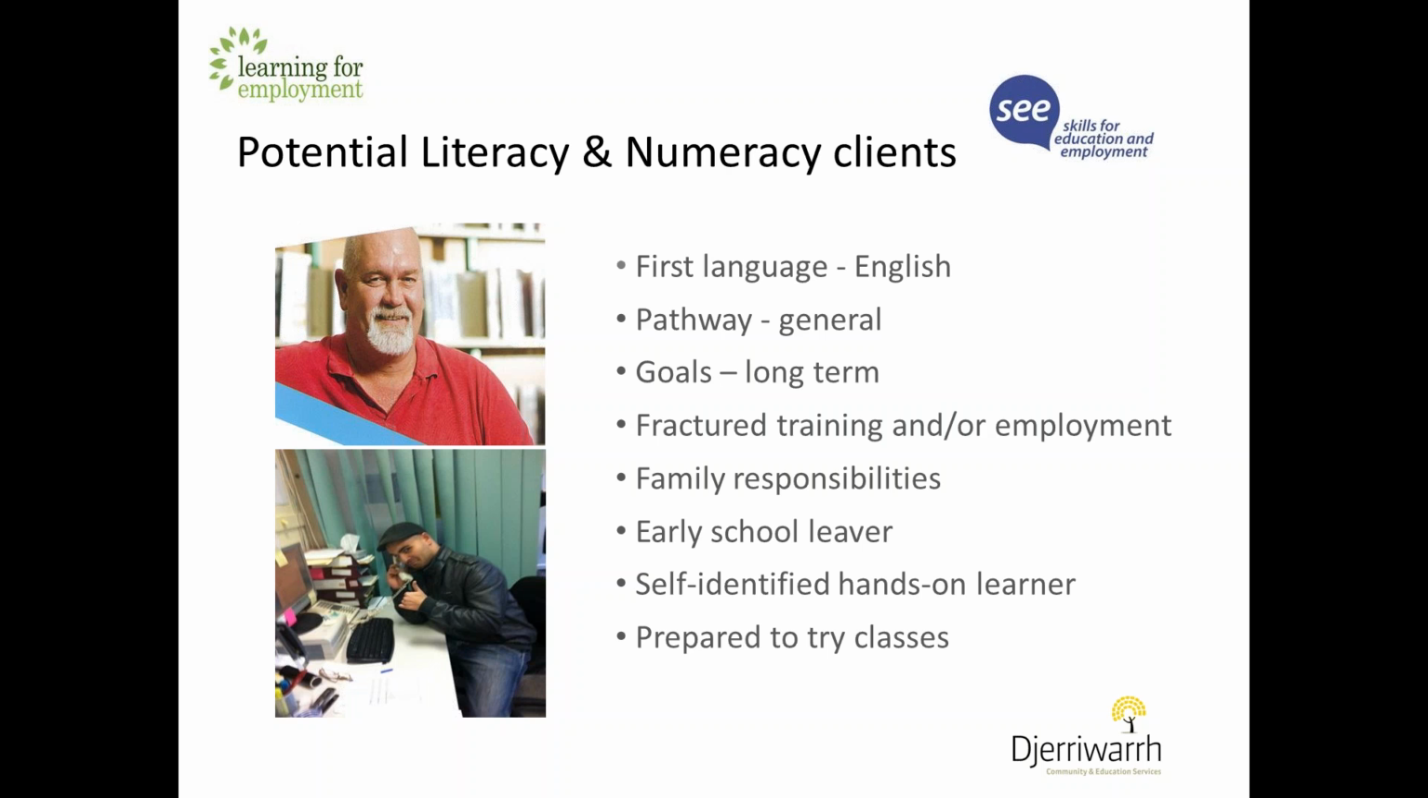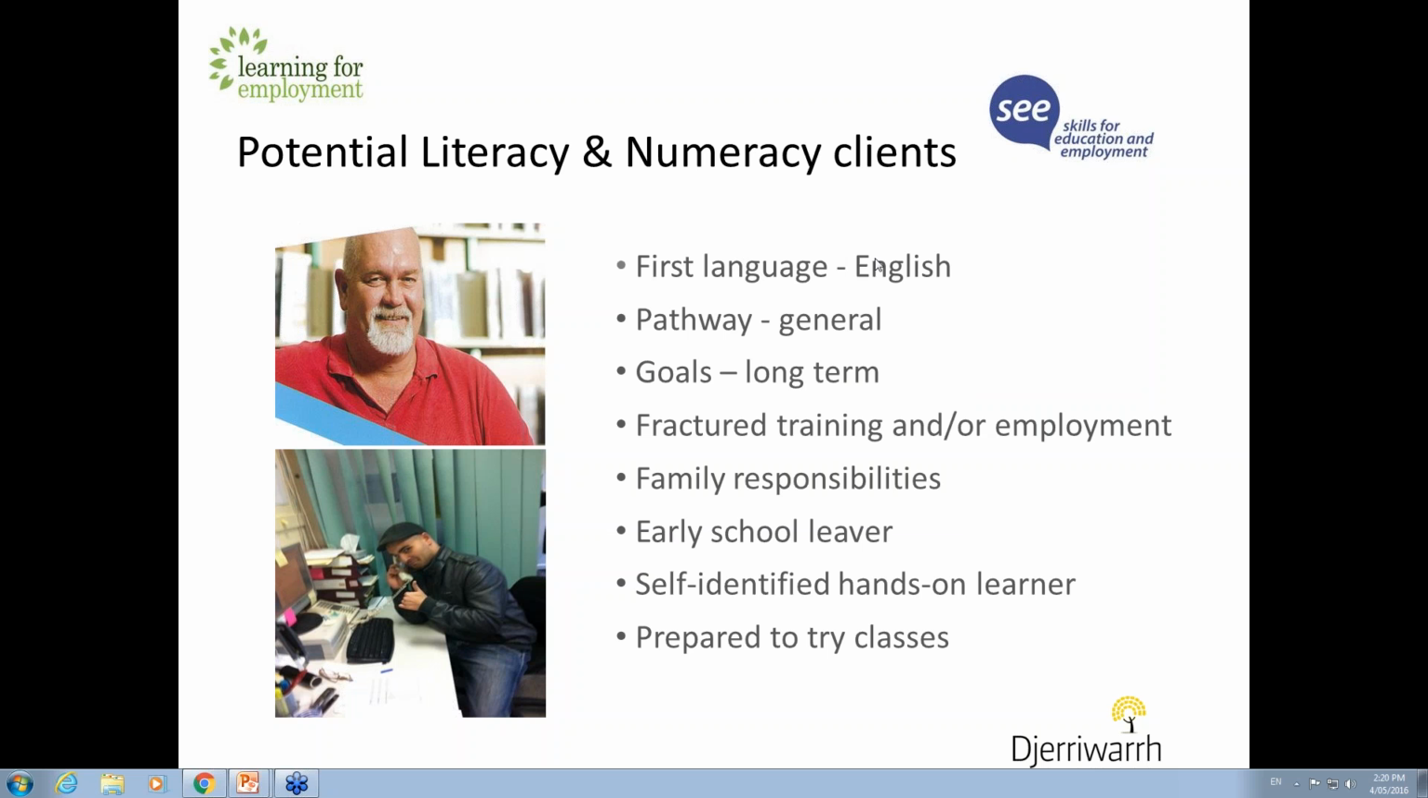They may have had fractured training and or employment, so they've done short-term employment or have been working for a number of years and then haven't for a number of years as well. They've done some training courses but didn't quite finish them, and again, that all points to clients who need LLN support. They may have had family responsibilities, which meant that they weren't participating in the workplace. They may have been an early school leaver as well, and certainly missed out on completing year 11 and 12.